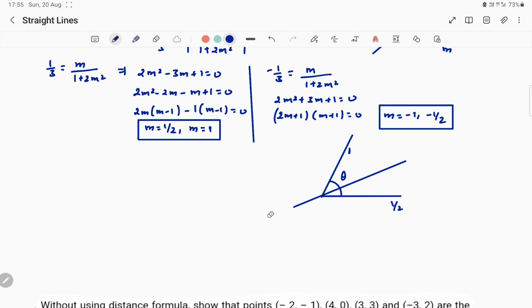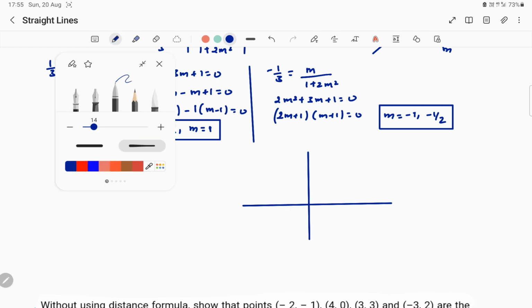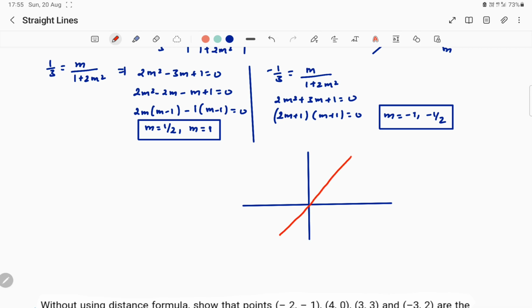You can end up with a situation, wait a minute, let me draw this. See, m is equal to 1 means a 45 degree angle, and m is equal to 1 by 2 means lesser. So there is a situation something like this, and the angle between them is such that tan theta is equal to 1 by 3. This is one possibility.